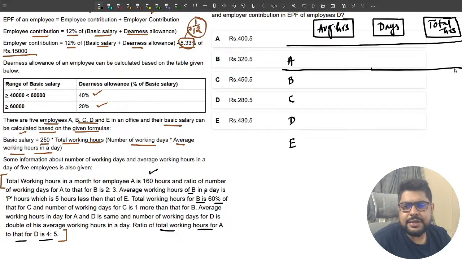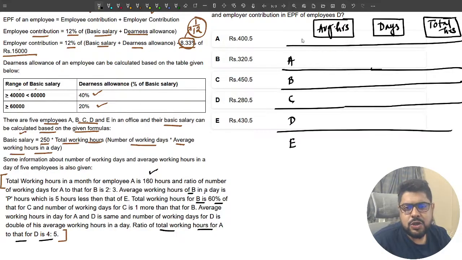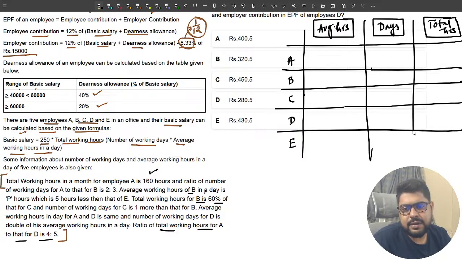For one person they have given us average, for another they have given us days, for another they have given us total hours. So we need to put that, otherwise we ourselves will get confused. Okay, sir? So whatever we know, we'll put.